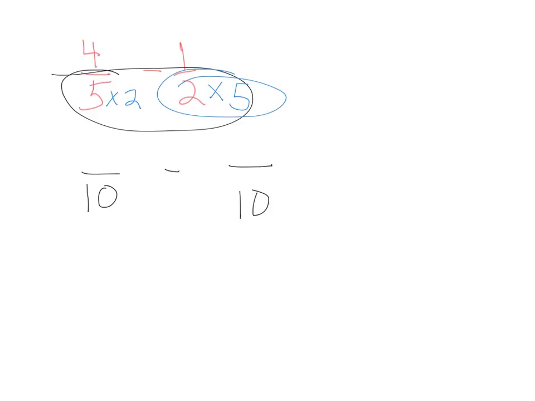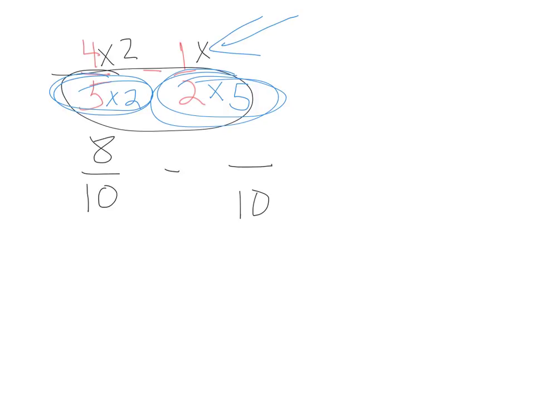A lot of kids will do this step here. They'll get a new common denominator by multiplying, but then they'll forget that I also need to change the numerators. So I need to multiply this 4 by 2 to get 8. There's my new top number. And in this one I need to multiply by 5. So 1 times 5 is 5, and now I'm ready to add, or subtract.